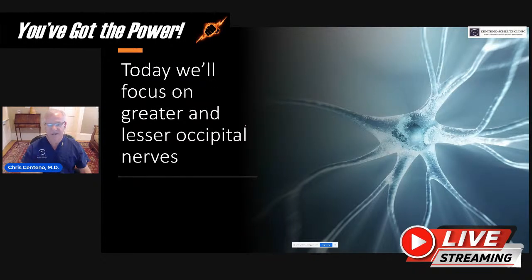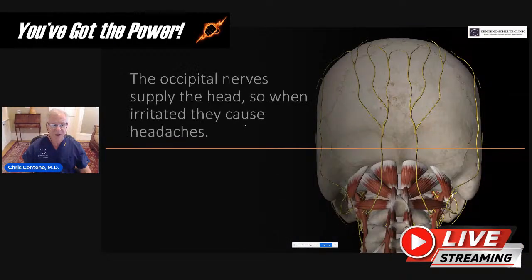There are two occipital nerves that we'll be talking about today. There's actually another one called the third occipital nerve that we won't mention, so we're talking about the greater and lesser occipital nerves. And here they are. These are the greater occipital nerves here, and these are the lesser occipital nerves out here. Now notice where they go. They supply the head, so if you irritate these nerves, you're going to feel it in your head. You can see they go all the way up. That's the greater occipital nerves in the middle and the lesser occipital nerves on the outside, and they go all the way up as well. So if you irritate these nerves back here, you're going to feel it mostly in your head because that's where the nerve goes.